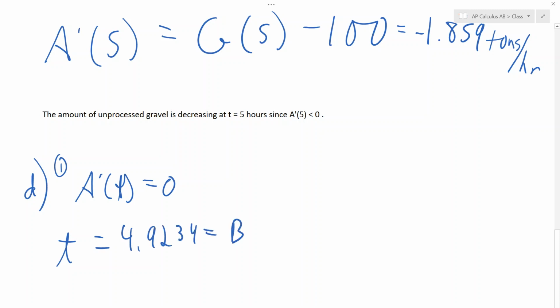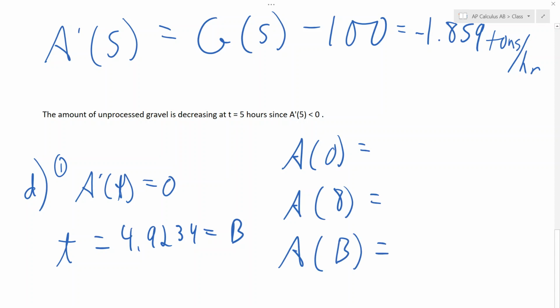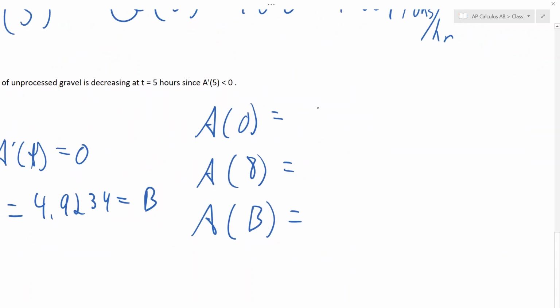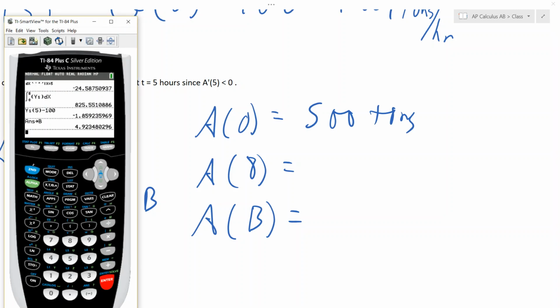That's the only one, and then I'm going to find the amount at the endpoints and at the critical values. That's the second step to this. We know this one's already 500 tons. To find the others, we have to do our little function: 500 plus the integral from 0 to 8 of my derivative function, which was this. Is everybody with me here? That's the amount at 8.